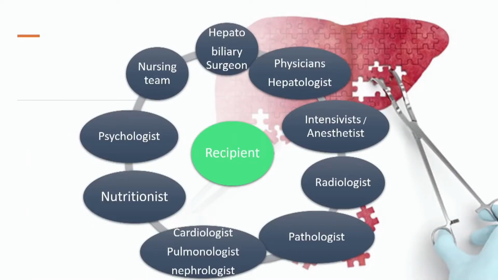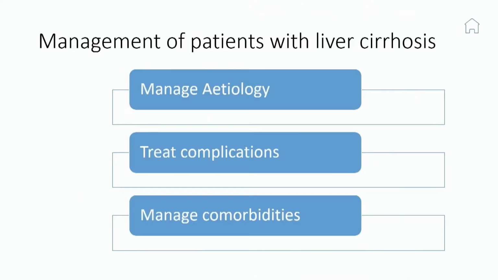The recipient will undergo a multidisciplinary team evaluation, which involves the physician, hepatologist, intensivist, radiologist, pathologist, every multidisciplinary modality. The importance is a good communication network between all of this multidisciplinary team, and at the end of the day, what we want is to improve the quality of life and the life expectancy of the patient.